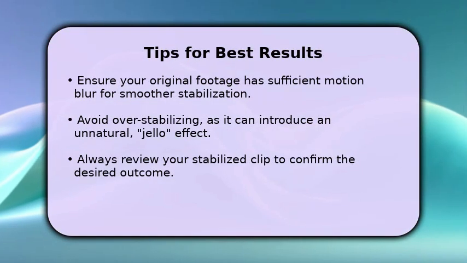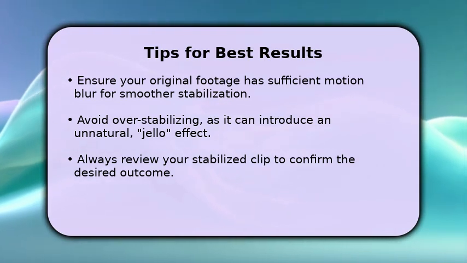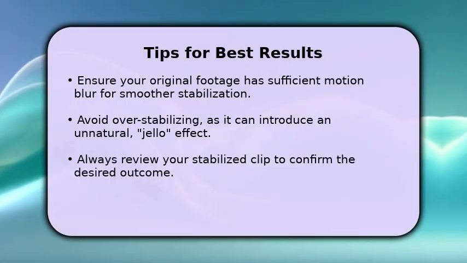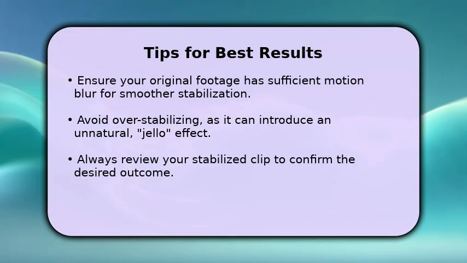For the best stabilization, try to shoot with a slightly faster shutter speed to minimize motion blur, giving the software more distinct points to track. However, be careful not to overstabilize, as this can make your video look artificial or wobbly.